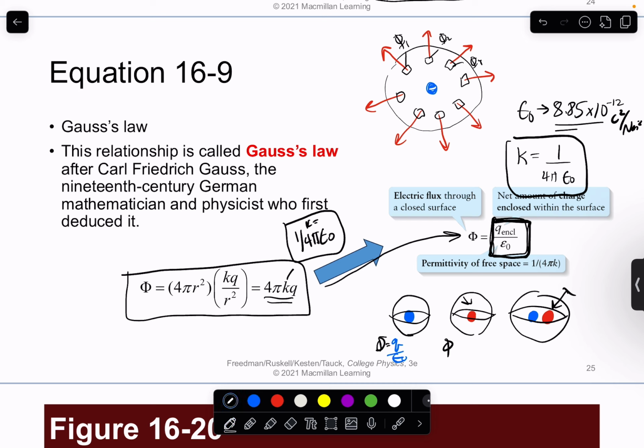What's the flux over here? Well, Q is negative, so the flux is going to be negative Q over epsilon naught. What's the flux over here? I don't need to add up and see all the cancellations of the electric field vectors. The flux over here is going to be positive Q plus a negative Q, which gives me a big fat 0. So now you can calculate the flux without having to worry about the vectors, and all you need to worry about is adding up all the charges inside.